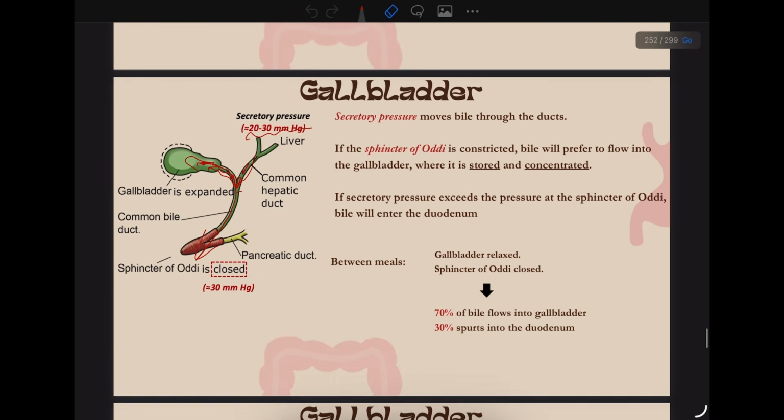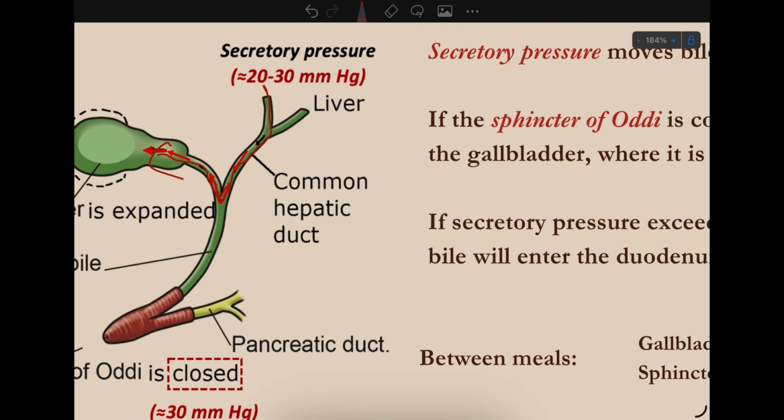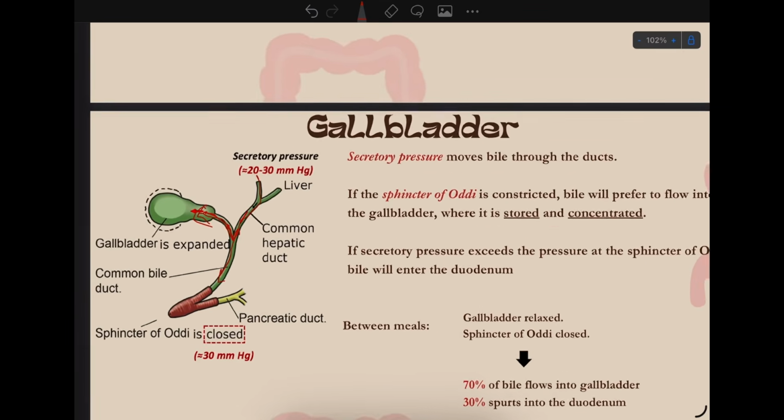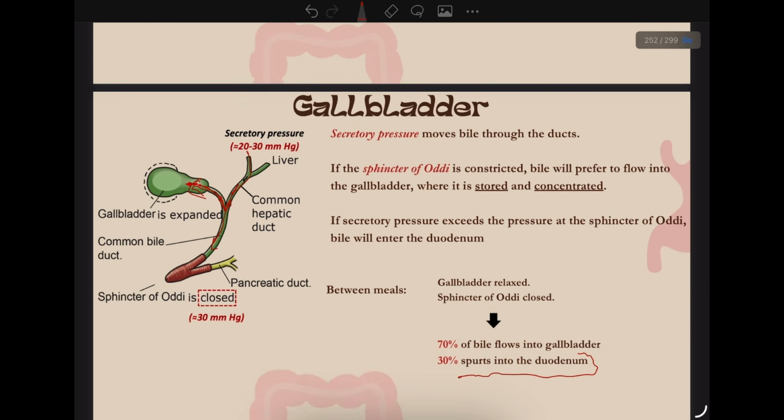Now for the gallbladder. Once the liver secretes bile, it can go to 2 pathways. 70% of the bile will be going to the gallbladder itself. Okay? But as you can see, it's not like a closed road that the bile needs to follow. It can also spurt this way. And the pressure is high to the point where there can be a spurt of bile into the duodenum. So a portion of the bile will go into the duodenum.